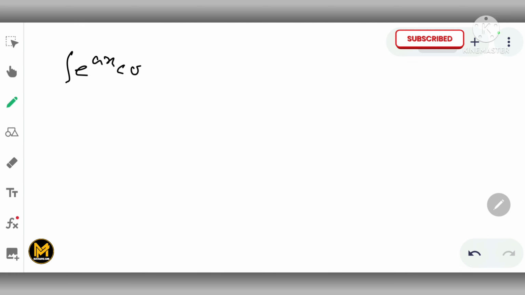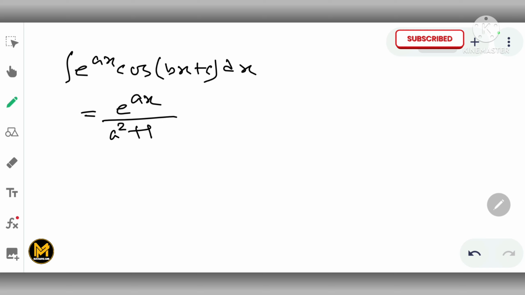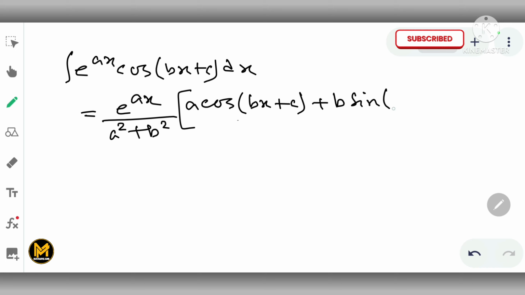And same for cos bx plus c into e to the power ax dx, that is equal to e to the power ax divided by a square plus b square into a cos of bx plus c plus b sin of bx plus c, plus a constant.